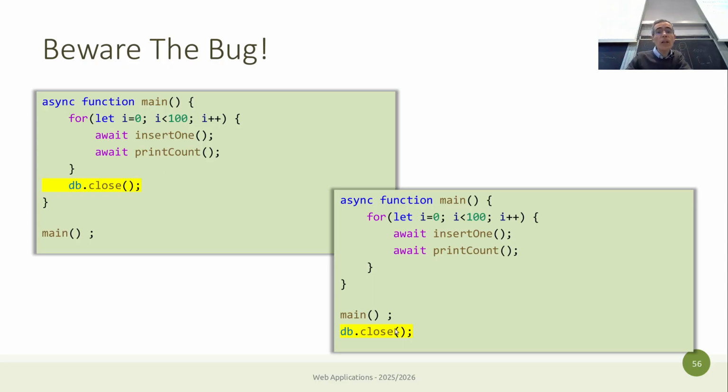But the right one is wrong. Why? Because the main calls the async function. The async function, the first thing it does, it returns a promise, and it's finished. Okay? And this promise is not settled yet. No problem. Code goes on. So execution goes on. JavaScript goes on and executes db close. I close the db before all these insert and print are executed, so it doesn't work. Okay?